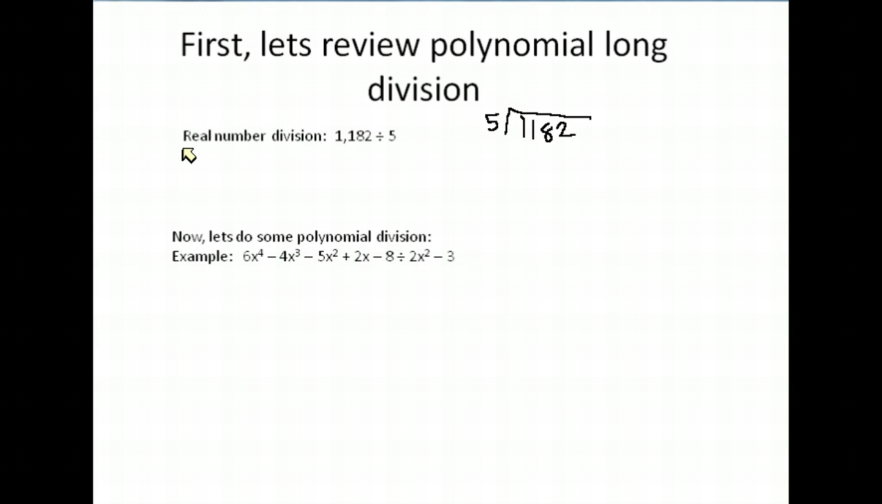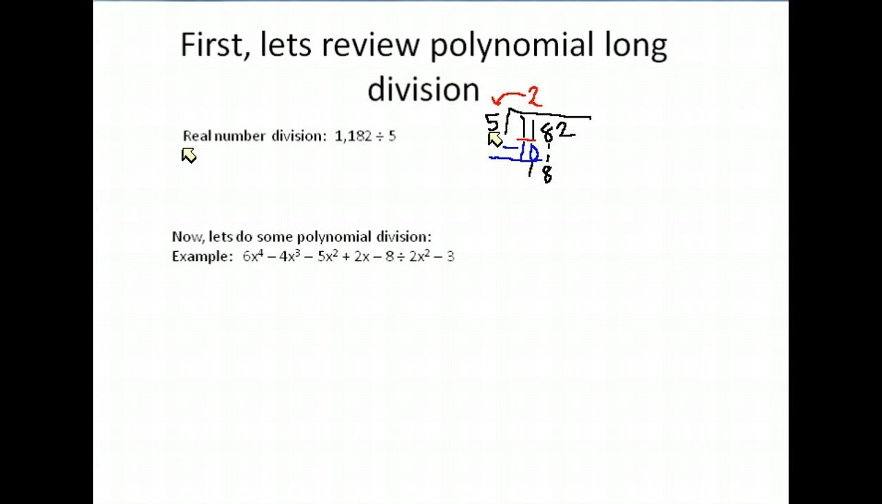remember we would first look at this first term, 11. 5 goes into 11 twice, so we put the 2 there. And then we multiplied. 2 times 5 was 10. We would write the 10 down here and then subtract that value, so change its sign. Okay, 11 minus 10 gave us 1. And then we dropped down the next number. So now we have 18.